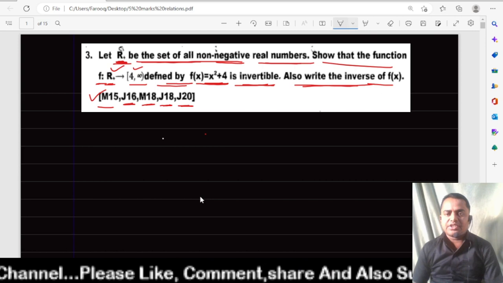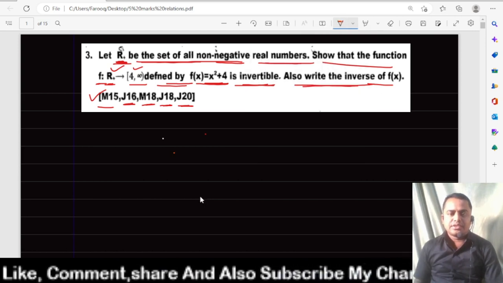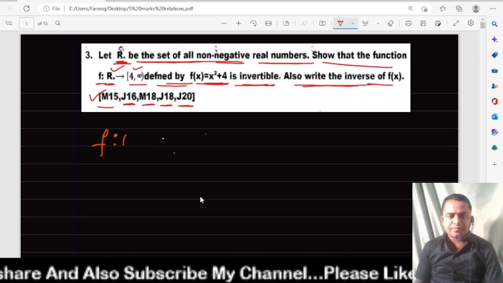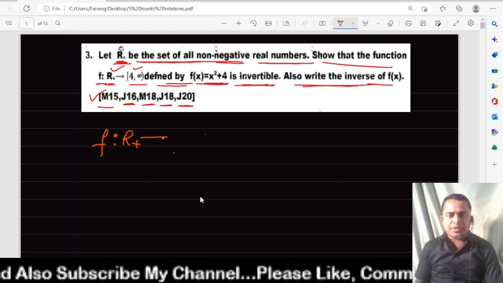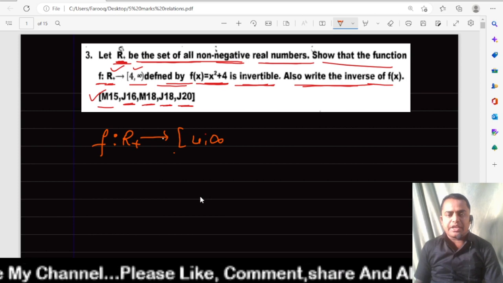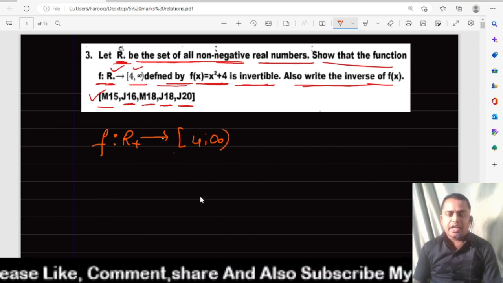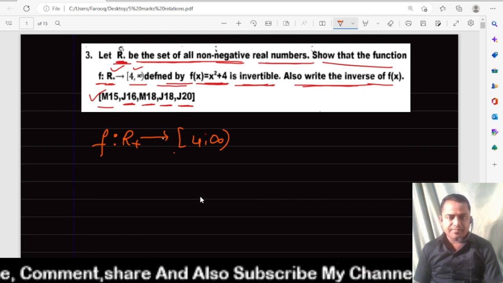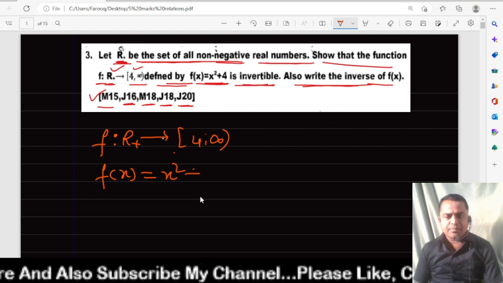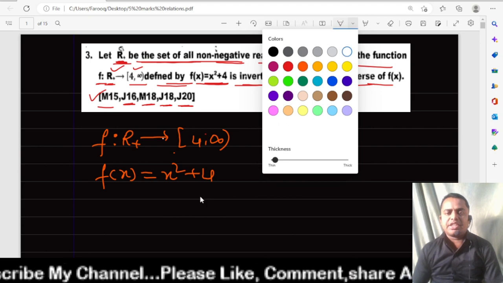So let us try to solve this one. Let's write the given things. What is given in the question here? The function f is given from R plus to the interval [4, infinity), closed at 4 and open at infinity, and the function is defined as f of x is equal to x square plus 4. You have to show that it is invertible.